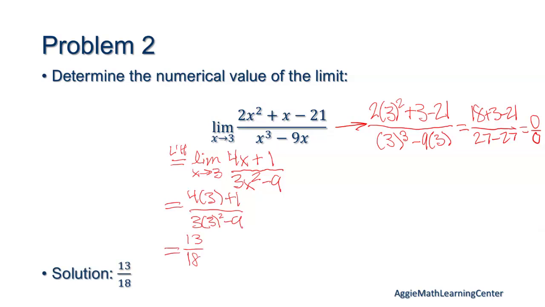One thing that's fun about this one is technically we didn't have to do L'Hopital's. We could have factored out an x on the bottom, done a difference of squares, factored out the top. Like an x minus 3 would have canceled on top and bottom and solved it that way. But L'Hopital still works.